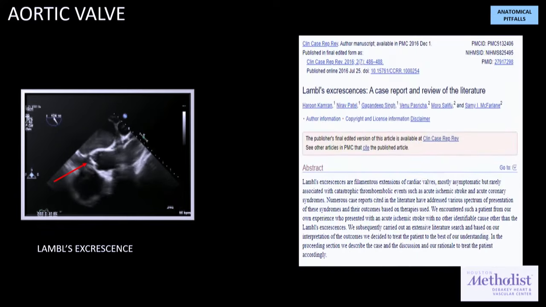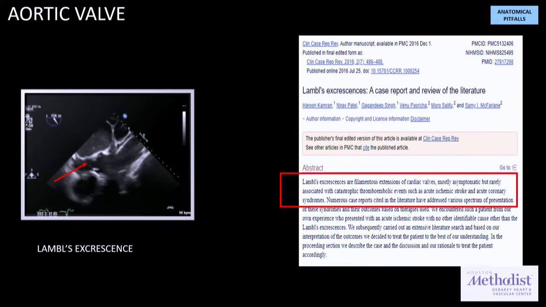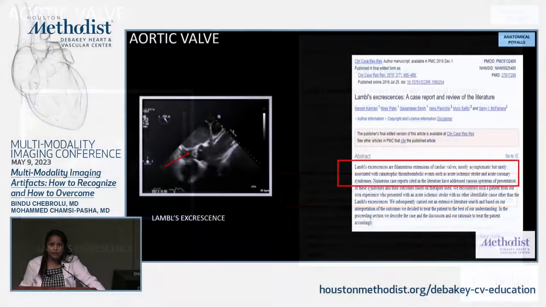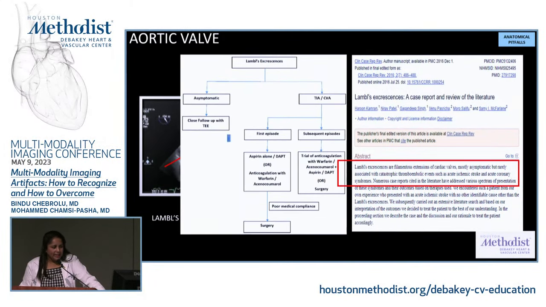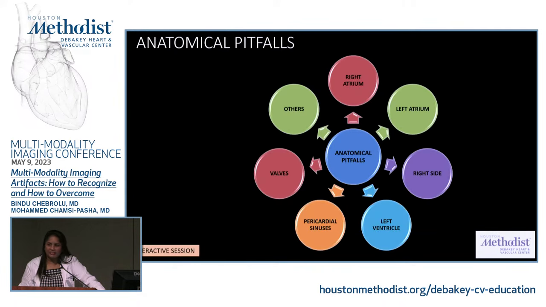So we always thought these are benign, but I should say there are some more recent data showing that they can potentially lead to embolic strokes, understandably, especially if they are bigger. Treatment-wise, again, it's variable, ranging from doing nothing for the first episode, versus if it's multiple episodes, we talk about dual antiplatelet therapy and anticoagulation. So still way to go on this. All right, I think we are done with the valves. So let's move on to the others.